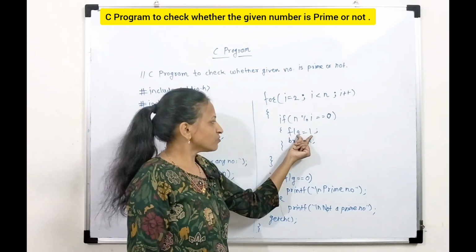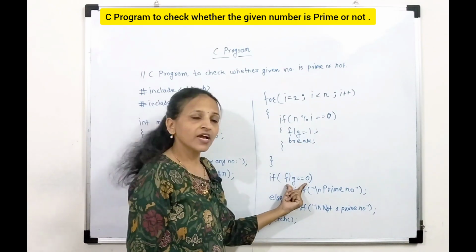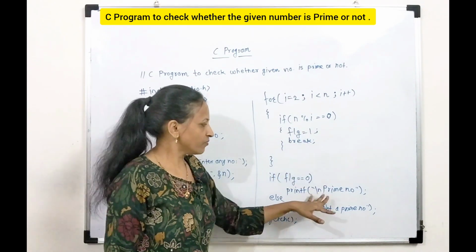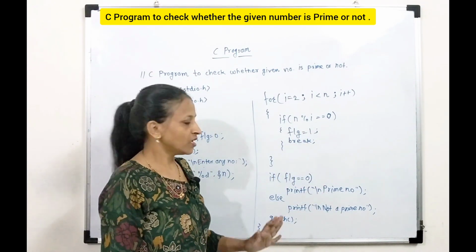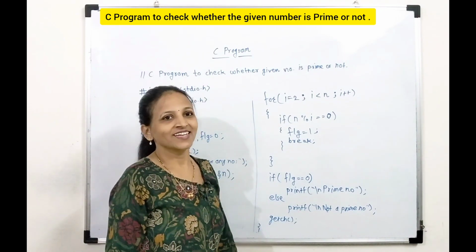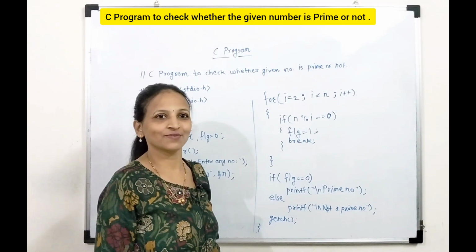If flag is 1 and we are coming out of the loop, here we can check whether flag is 0. Flag is 0 means not divided at any place. There we can display the number is prime number. Otherwise simple, not a prime number. Getting? Now just let us see the practical implementation of this program.